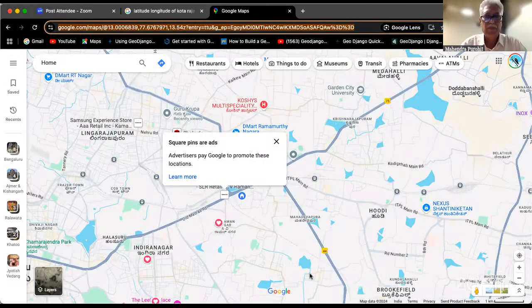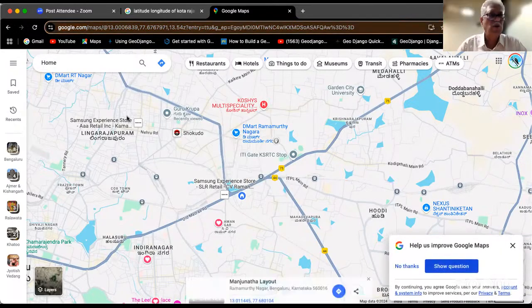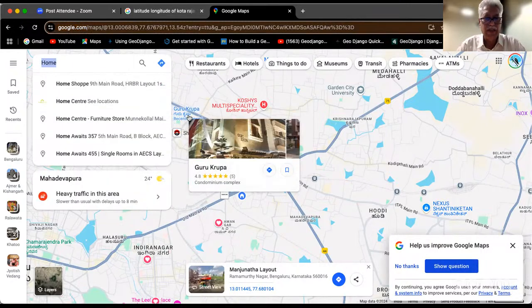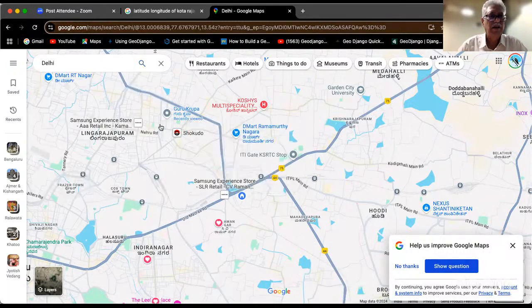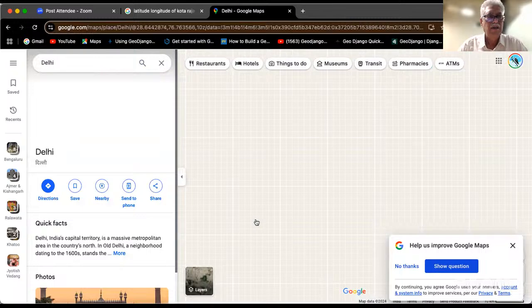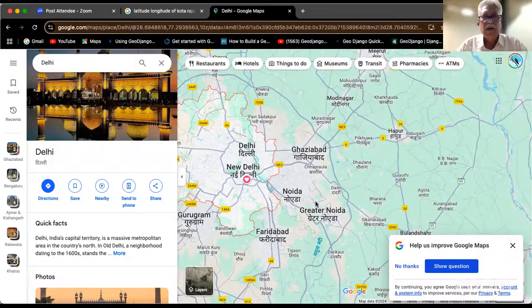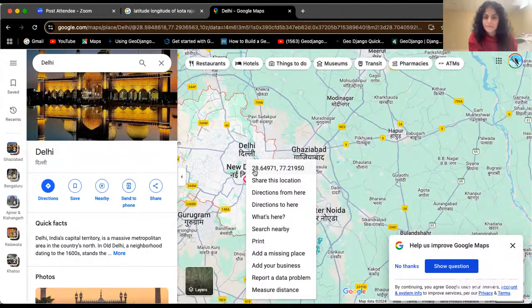Okay, so this is map, okay? Now visible, na? Now what you can do is, suppose you want to find out the birthplace of some place, suppose Delhi or whatever your place. So write down Delhi here. So Delhi you can find out exactly, suppose this is New Delhi, okay? Now here, right click from here. Now this is the latitude and longitude, you can see. Okay, Arpita ji? Have you seen this thing?